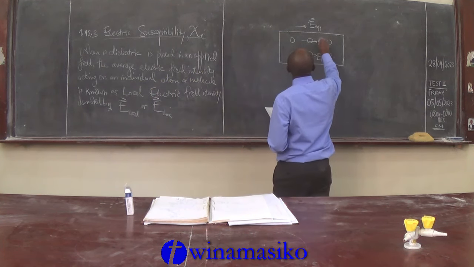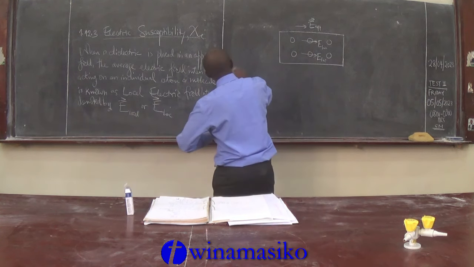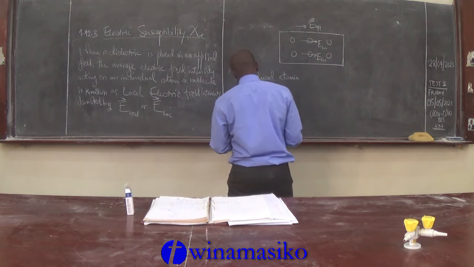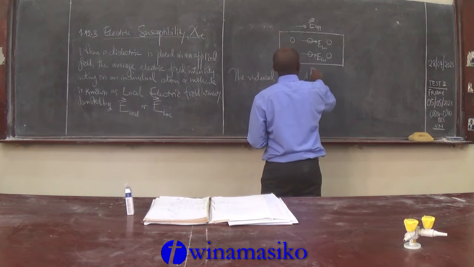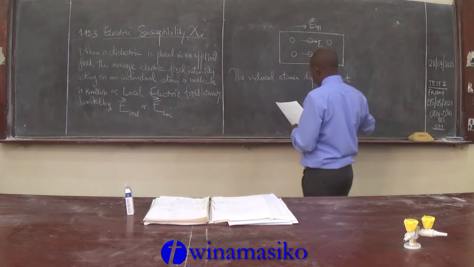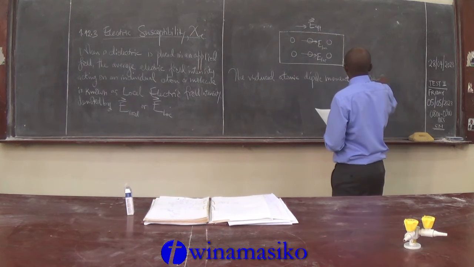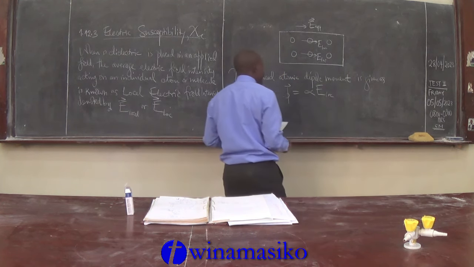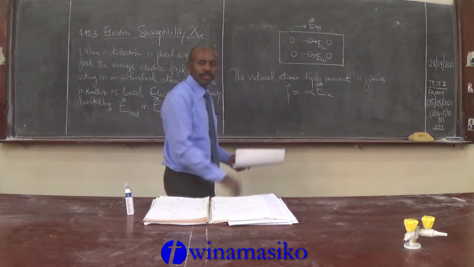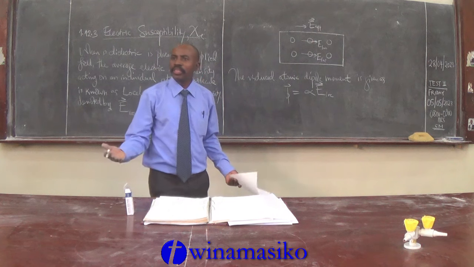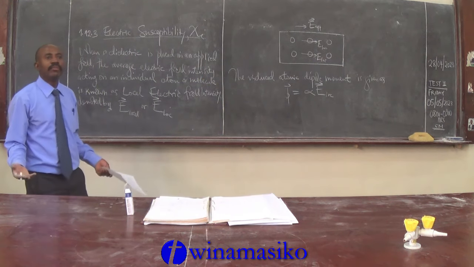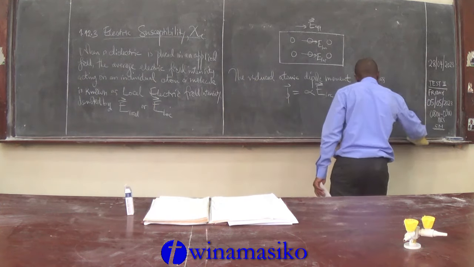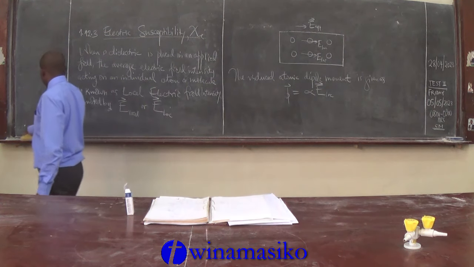So this is the E-local for an individual atom. The induced dipole moment is given as p equals alpha E-local. The rest of this section of the course is algebraic gymnastics. It's not a big deal. We all know how a dipole behaves once it is within a reference field. Whatever we are doing is just manipulating to get relationships between different parameters.